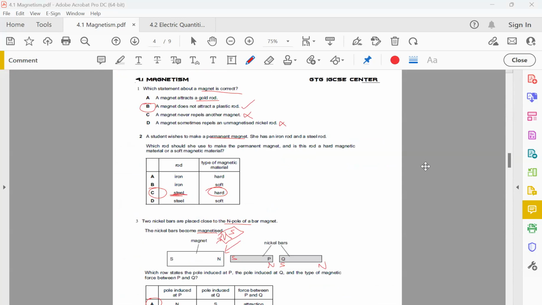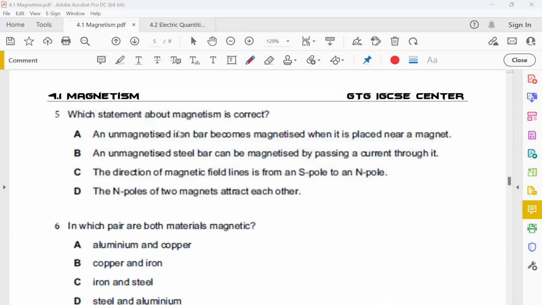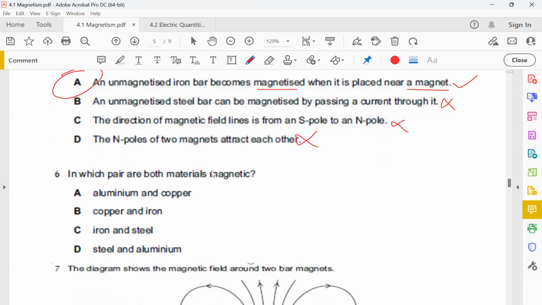Right. Then after that, moving on to this next page here, which statement about magnetism is correct? An unmagnetized iron bar becomes magnetized when it's placed near a magnet. Okay, looks logical. An unmagnetized steel bar can be magnetized by passing a current through it. Nope, you need a large current. Direction of magnetic field lines is from north to south to north. Nope. The end poles of 2 magnets attract. Definitely no. So the answer here can be no other than A.